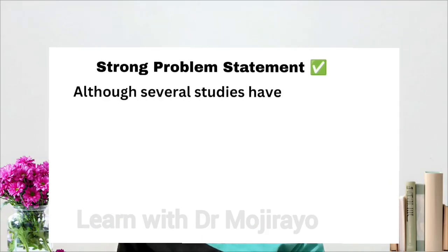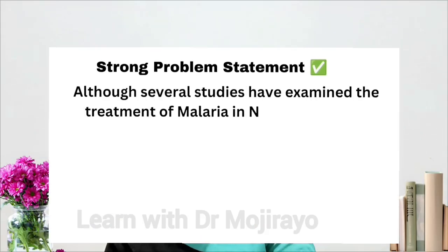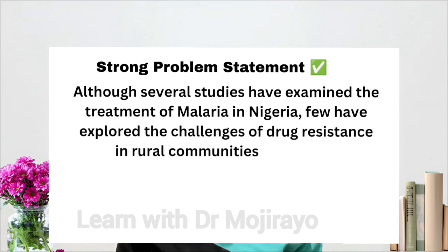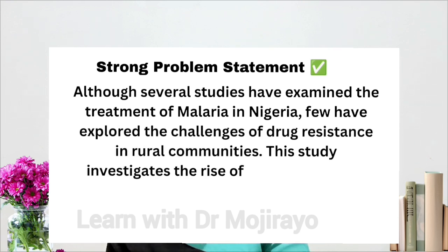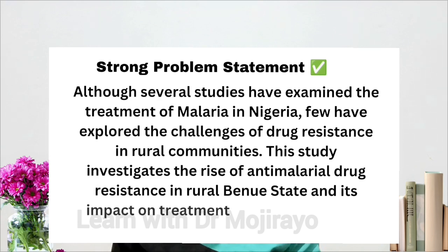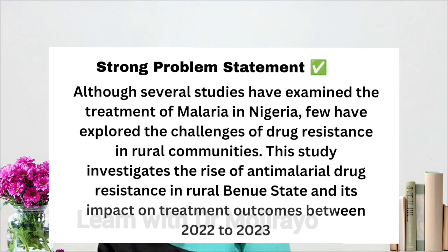What do you write? You have to tell us the existing study. Although several studies have examined the treatment of malaria in Nigeria, few have talked about the challenges of drug resistance in rural communities. So this study investigates the resistance to anti-malaria drugs in Benue between 2022 and 2023.